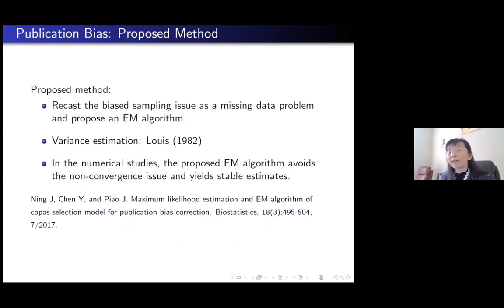So to tackle the computational challenge, we propose an EM algorithm to obtain the MLE, which recasts the biased sampling issue as a missing data problem. In our proposed EM algorithm, we treat the unpublished studies as missing data. Then the variance estimation is straightforward by using the Louis method. As demonstrated in the numerical study, the proposed EM algorithm yields stable estimators and reasonable coverage probabilities.